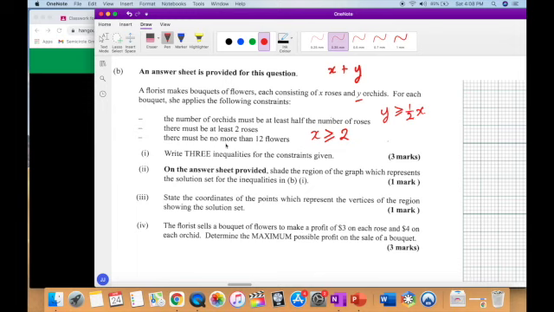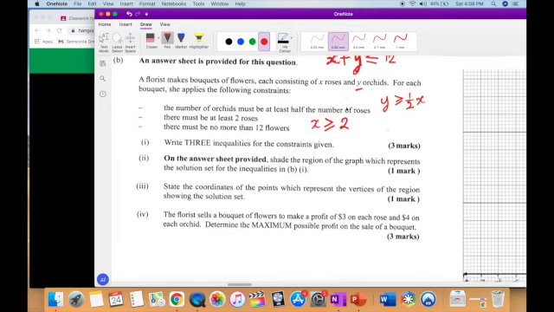Right. So total flowers. I have roses, X here, plus Y, orchids, and that's the total amount of flowers. And there must be no more than 12 flowers. So I can have 12 flowers, but I can't have more. I can't have 13. So I can have less than 12 flowers though, or equal to 12. So I have these three inequalities here now.